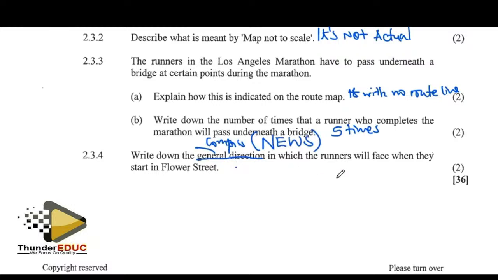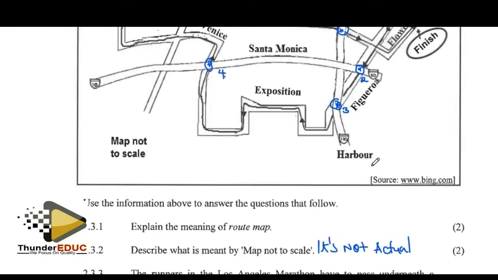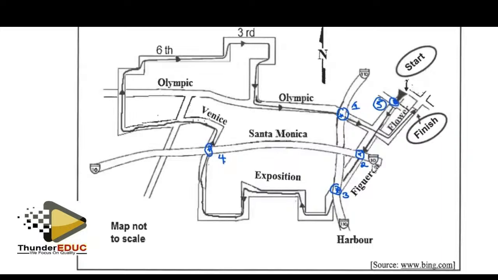So let's go there and we see they said, write down the general direction in which runners will face when they start running. Now, before you give the general direction, you have to look for the compass. Here the compass points at this side. Look at the end, so simply meaning up there. So this side is what? East. This side is west. South. On top here, it's what? North. Together. So where are they facing?